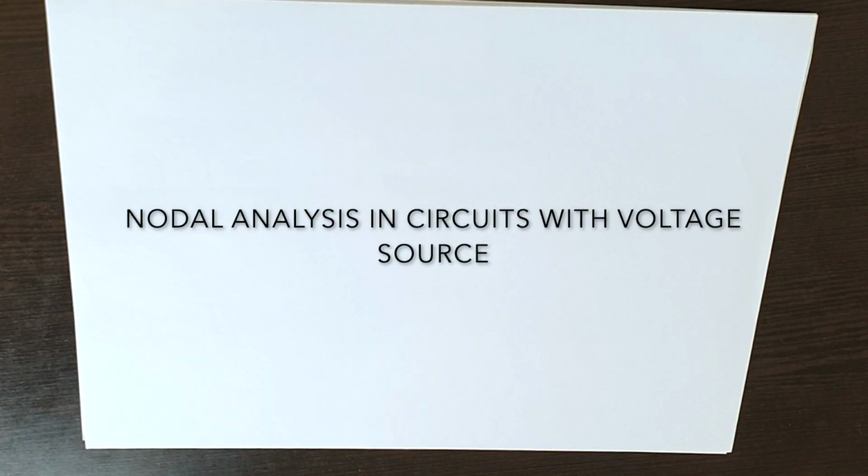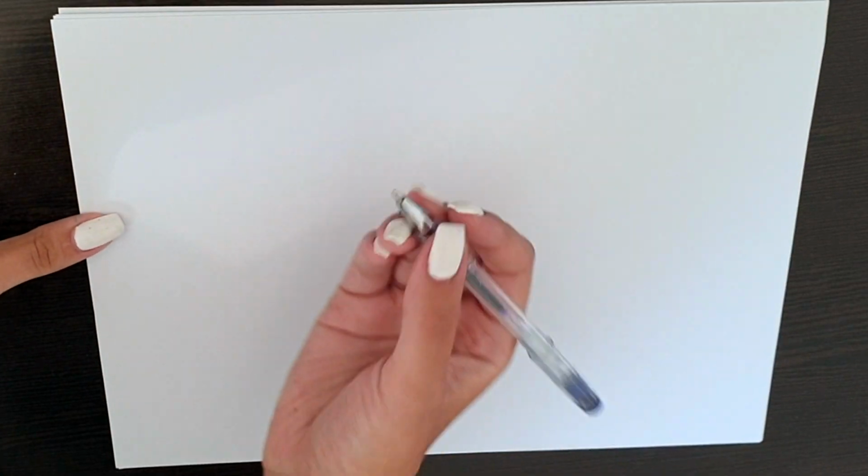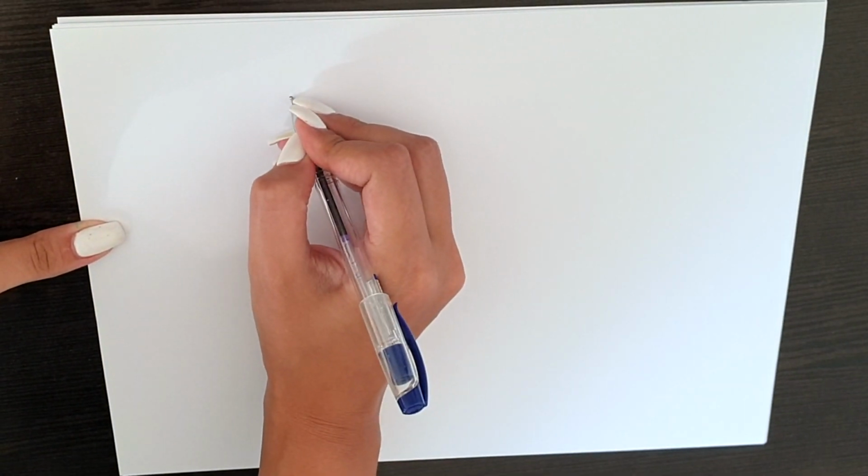Everyone, this is the continuation of my other video about nodal analysis. I'm gonna be talking about nodal analysis for circuits with voltage sources. What's the difference? Let me give you an example.